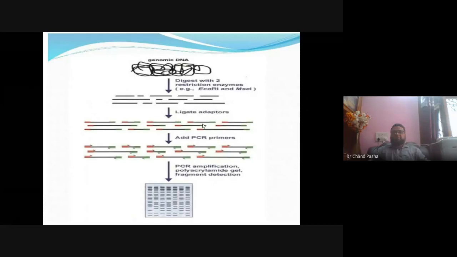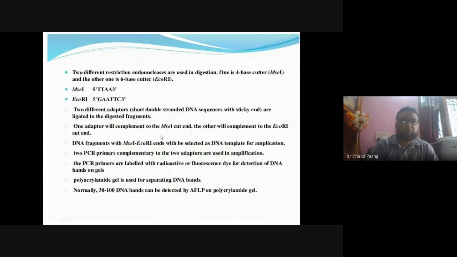So another site will be added there, and then the PCR is done. By doing the PCR, I can amplify the digested fragments into millions of copies. Now the bands in the agarose gel can be prominent and very big. It is very easy to separate. This AFLP is the principle in DNA fingerprinting. This is GAATTC, this is how EcoR1 cuts, and MseI is TTAA. These are 4 base cutters, and that is a 6 base cutter.